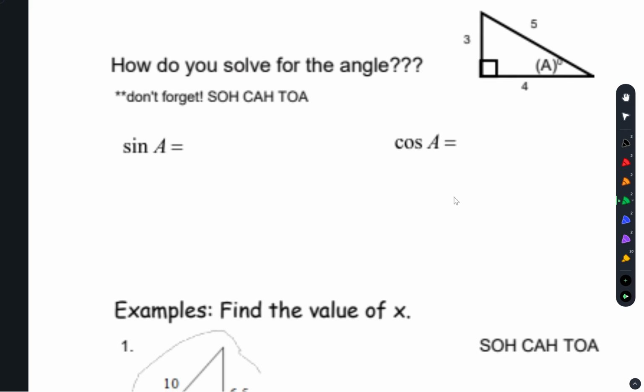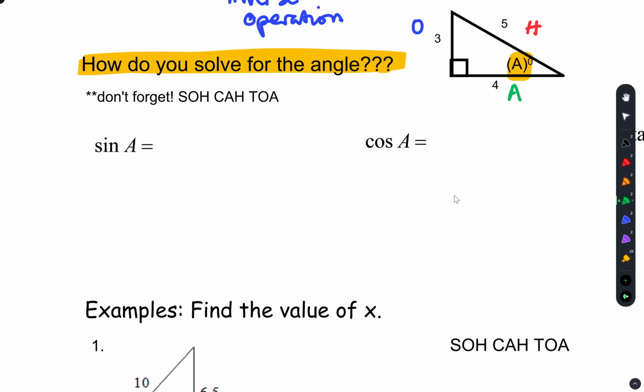So when I start this problem and I'm trying to find A, let's find sine A. Sine we know is opposite over hypotenuse. It's that SOH part. So I'm going to write opposite, 3, over hypotenuse, 5. That's my pretty standard trig setup here. Sine of A, where A is the angle, equals 3 over 5. But we're trying to find A.